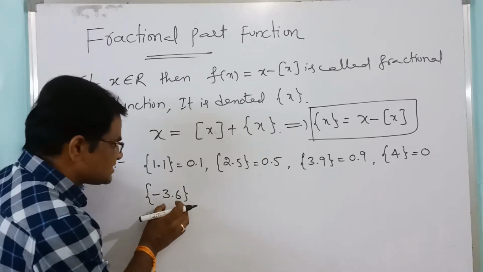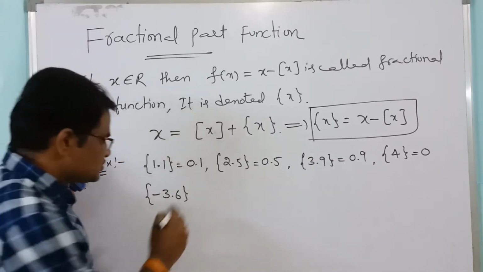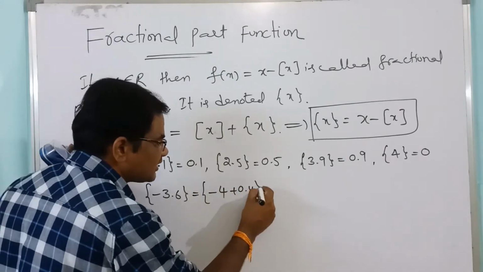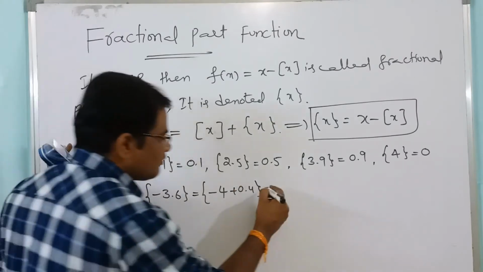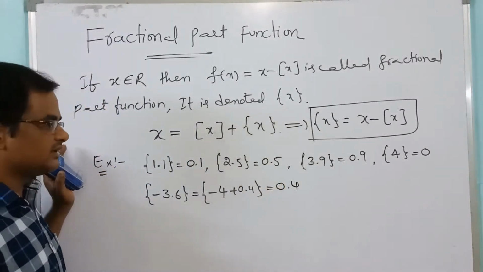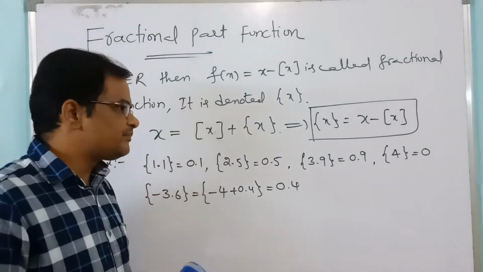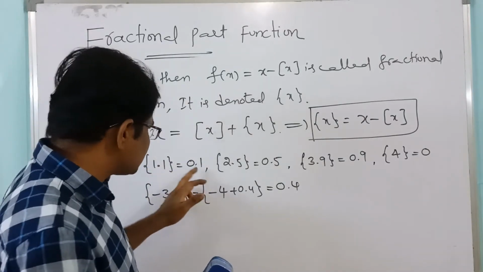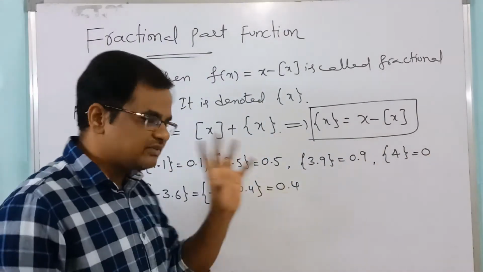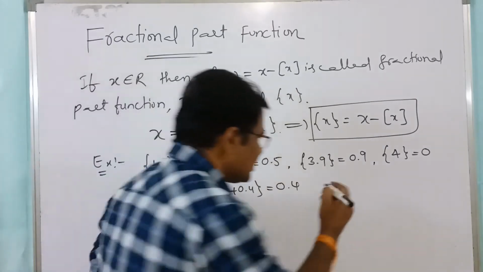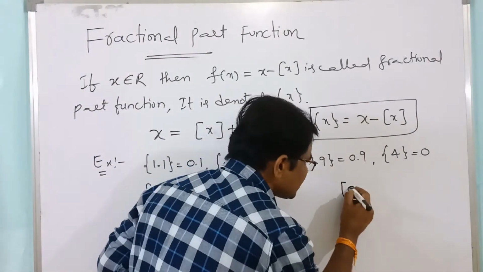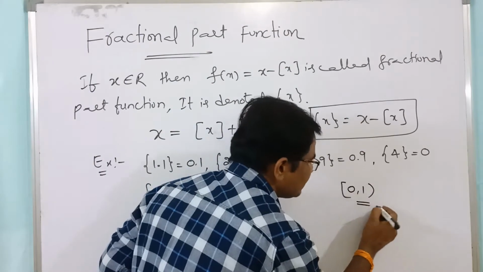So the fractional part is always positive. That's why this can be written as minus 4 plus 0.4. Like this we have to write. Now in this one the fractional part is what? 0.4. Like this we have to take. Right? Now what did you observe? The fractional part here is 0.1, 0.5, 0.9, here 0, here also. It means the fractional part of any real number is always in the interval closed 0 to open 1.